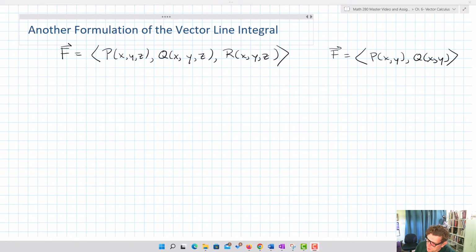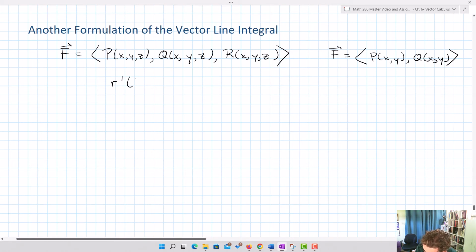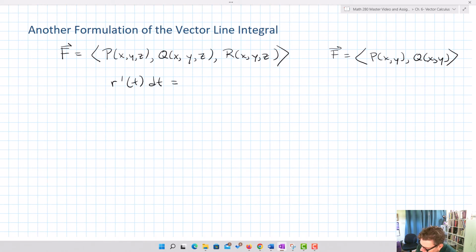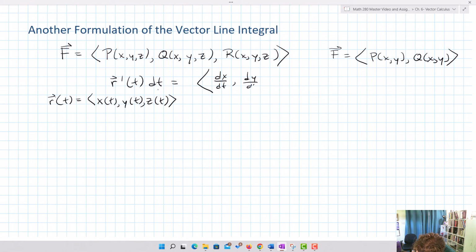Now, what we've seen before is we also have r prime of t dt. If r of t equals x of t, y of t, z of t, then r prime of t dt is going to end up being dx/dt, dy/dt, dz/dt, and then that's times dt. So what we get there is just dx, dy, dz.